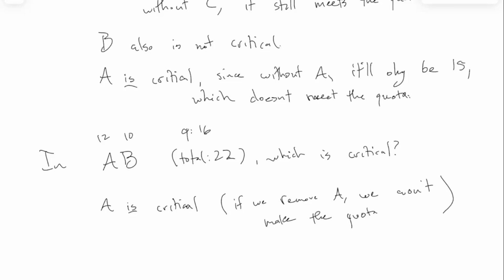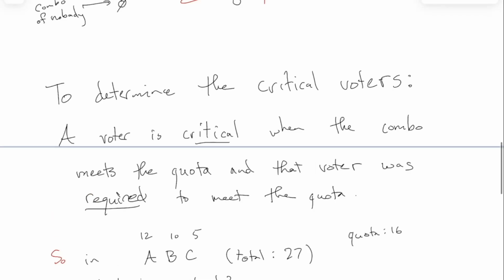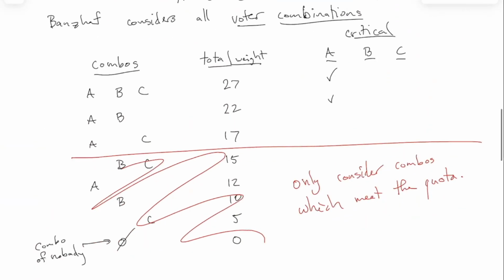What do you think about B? You want to show me the thumbs? Critical or not critical? I see some thumbs, some subtle thumbs. I say B should be critical, right? B is 10. Their total is 22, but if I took away the 10, it would go down to 12, and that no longer makes it to the quota. So also B is critical. So up here, I'm going to put checks for A and B in that row. A and B are both critical here. All right? And so on.